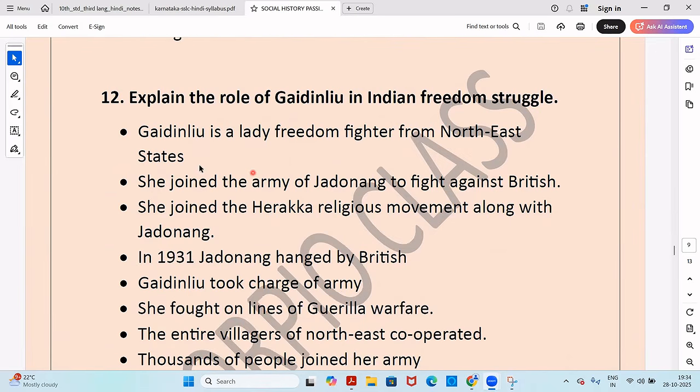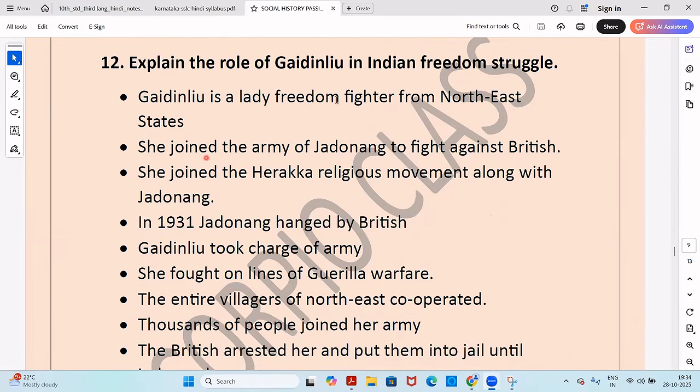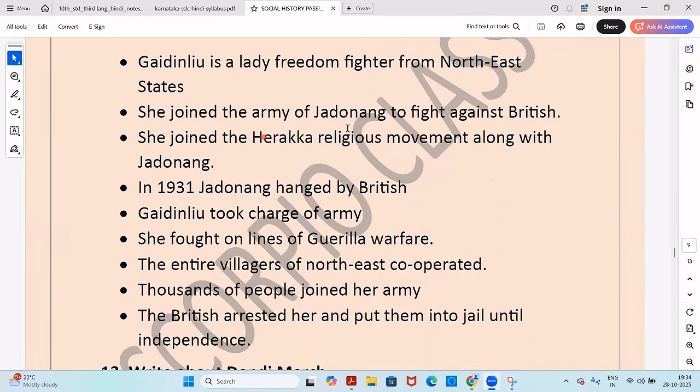Now let us move to the next question. Explain the role of Gordon Louis in Indian freedom struggle. So Gordon Louis is a lady freedom fighter from northeast states. She joined the army of Jadonang to fight against British. She joined the Heraka religious movement along with Jadonang.